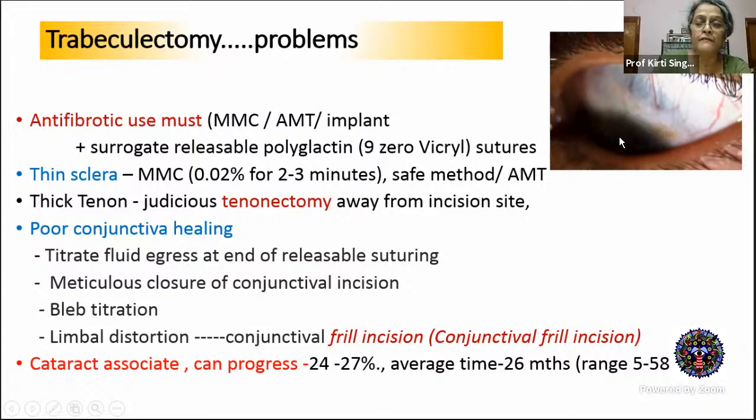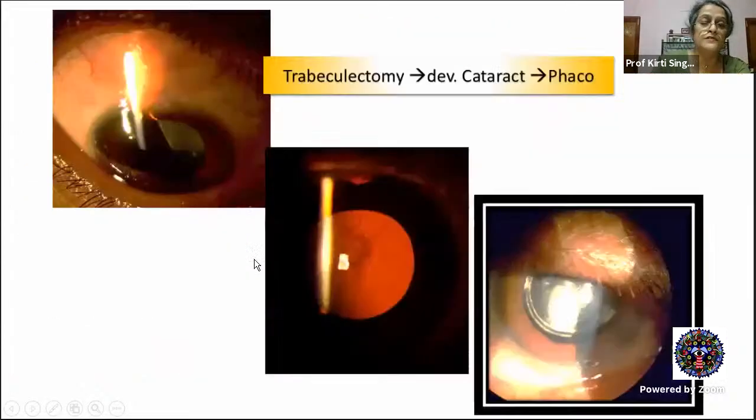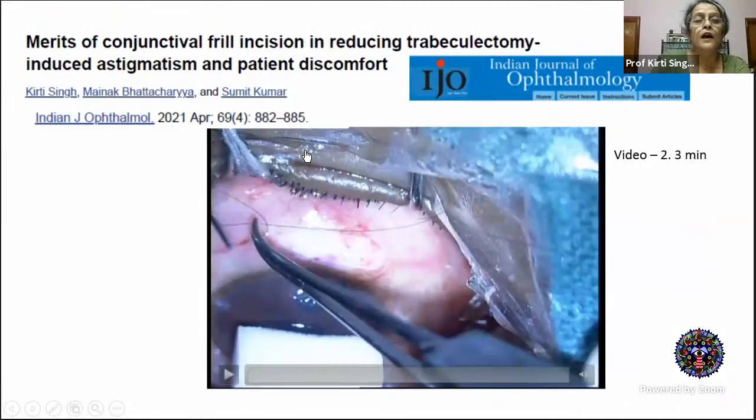Remember, cataract, which is often there in almost 50% patients, can progress, and at least 27% patients, or one fourth, would progress. So tell the parents that when I'm operating this child for a trabeculectomy, this child may require a cataract surgery after 2 to 3 years. Like this child had a cataract which progressed and it was a handicap for vision, and we required a phacoemulsification for this child.